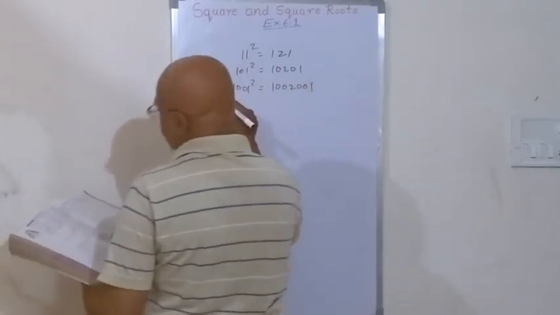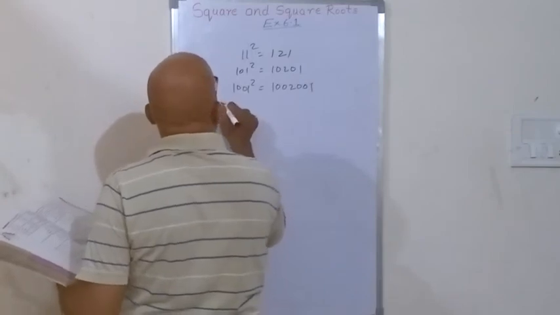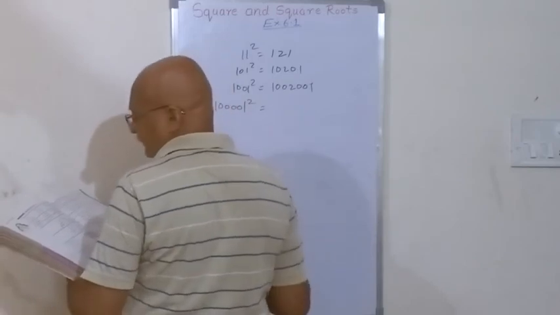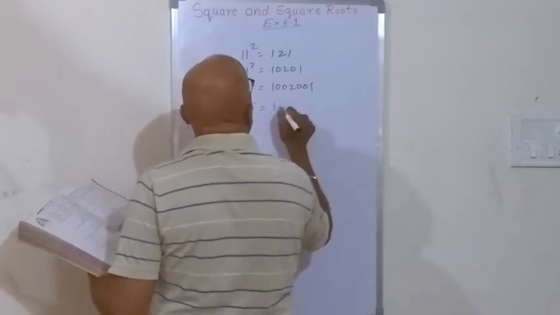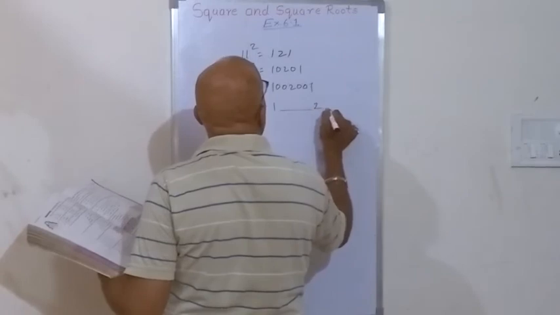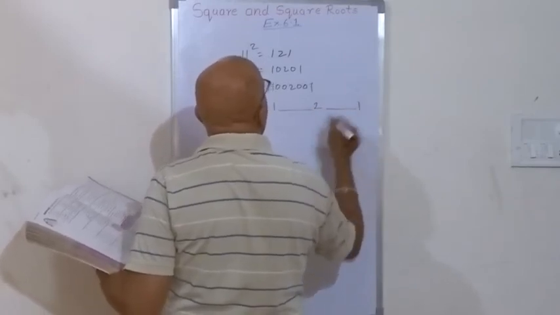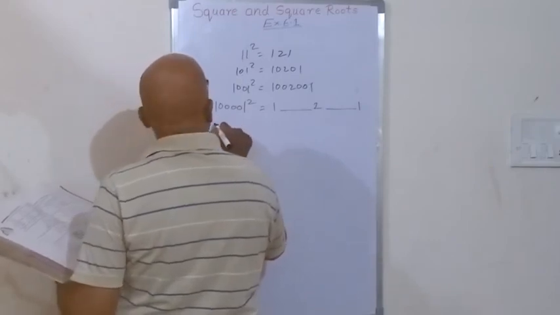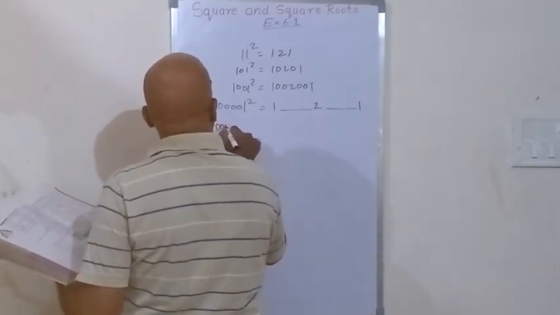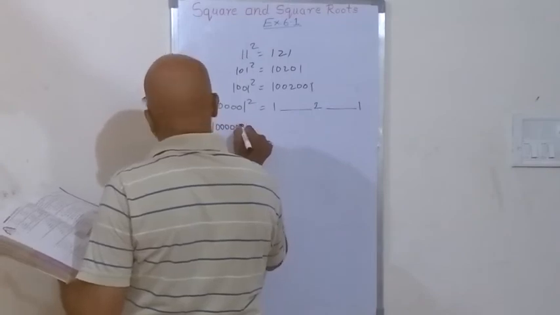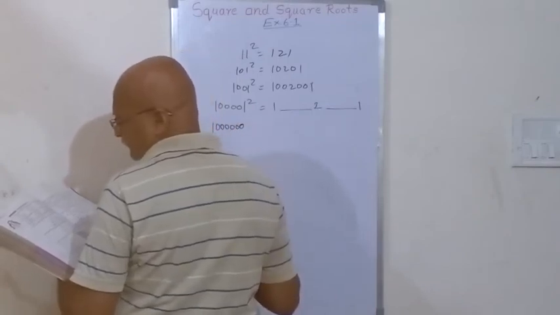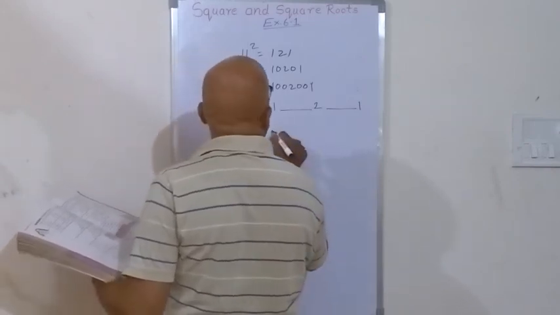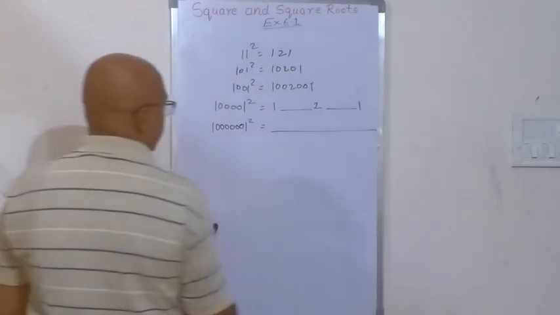Now in the third part it is missing: 100001 whole square equal to 1 dash 2 dash 1, and the last one is 1000000 square equal to, you have to completely write the number.